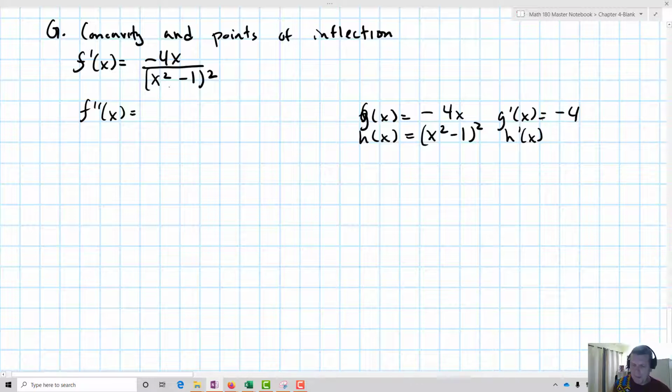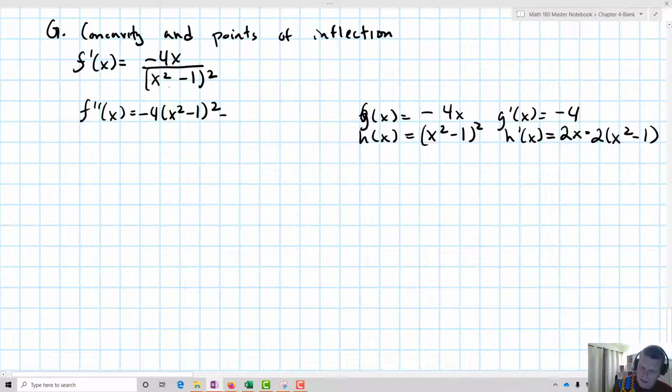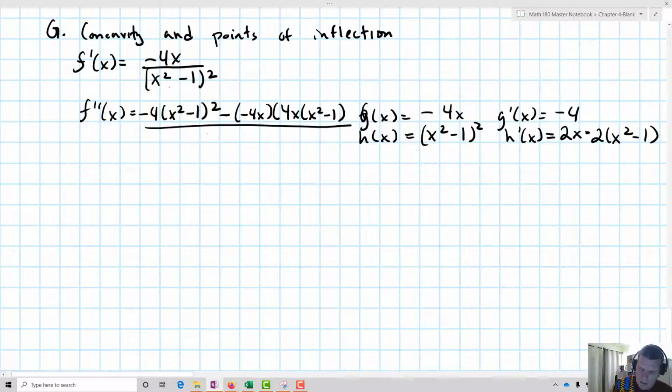I'm going to use the chain rule to find h prime of x. You probably want to go through this and make sure you understand what's going on. It's going to be 2 times x squared minus 1 times 2x. So f double prime of x is going to be negative 4 times x squared minus 1, squared, minus negative 4x times 4x times x squared minus 1, all divided by x squared minus 1, squared.